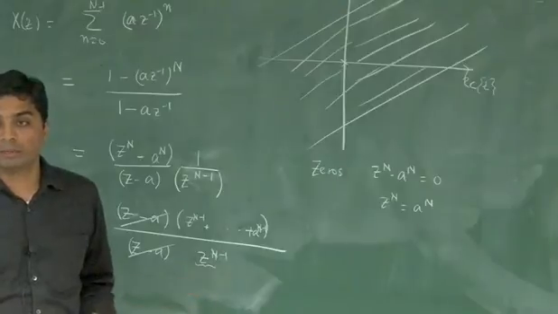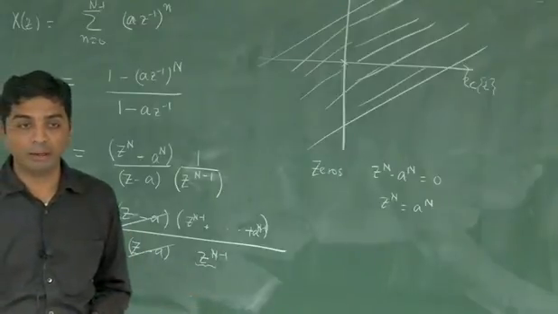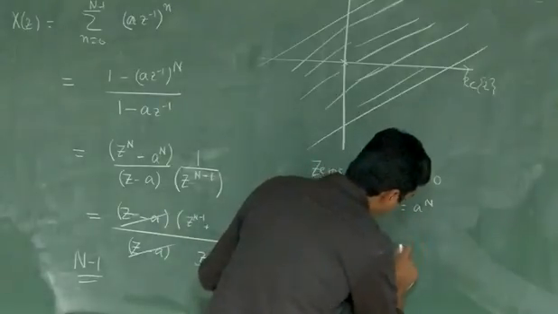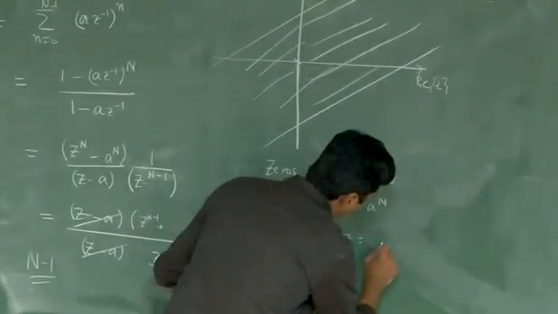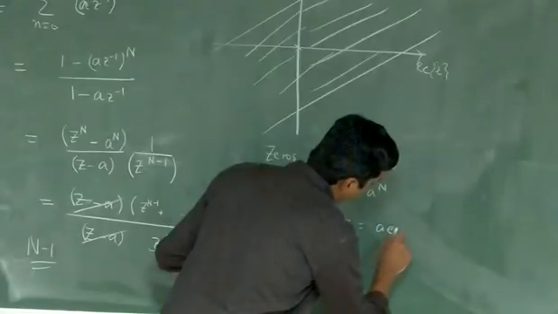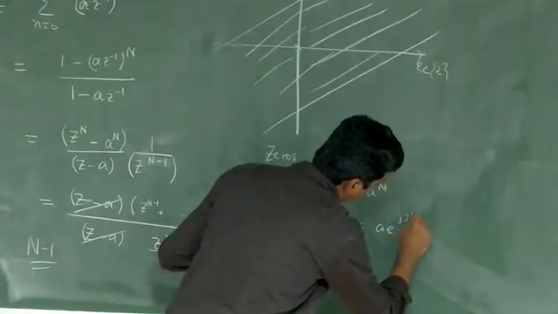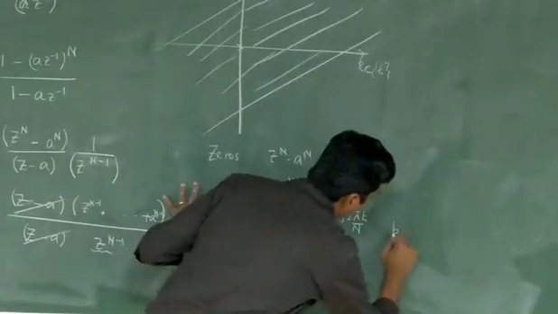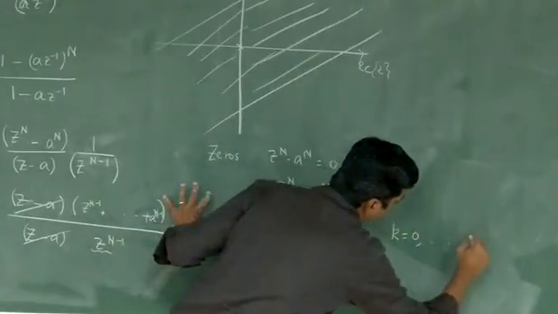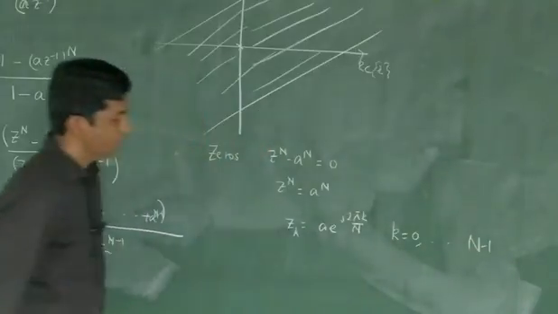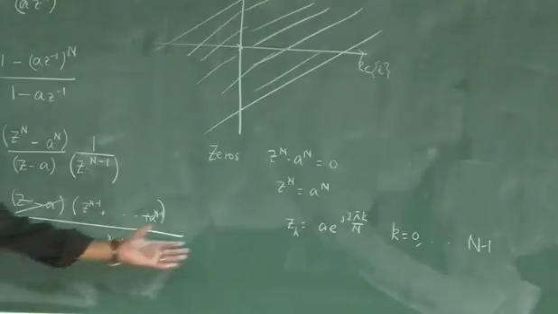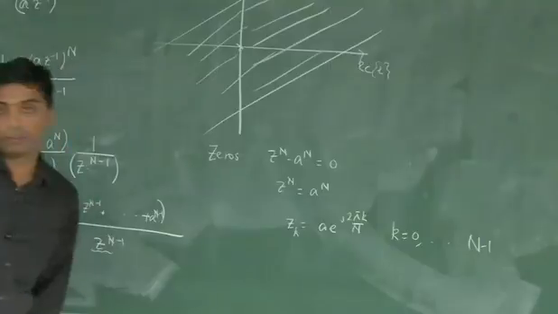You've all seen the complex roots of unity, right? So how would they be? If I were to use that result, then my Z is essentially going to be A e to the j, and my K is going to go from 0 to N minus 1. Is that clear? This is just the complex roots of this quantity here.